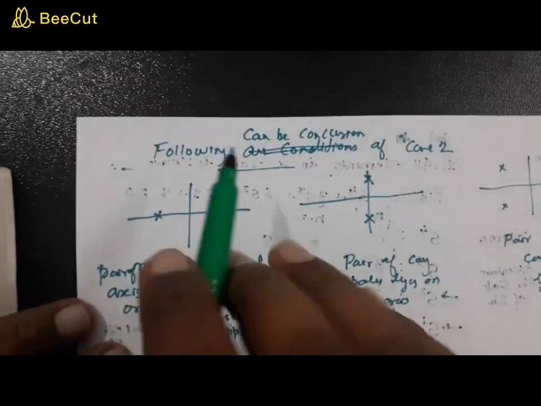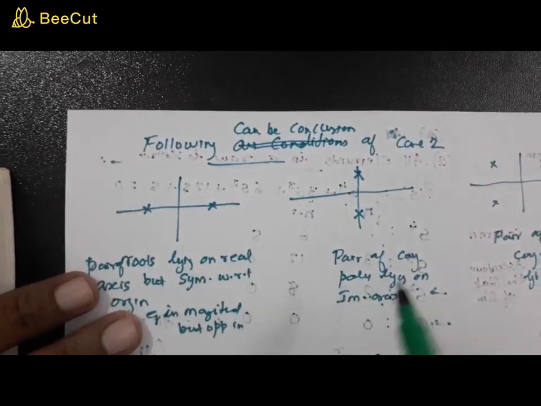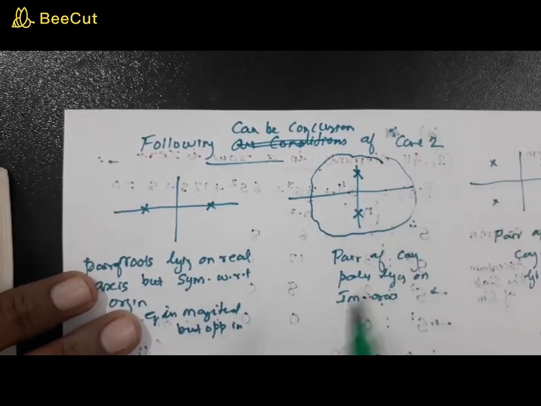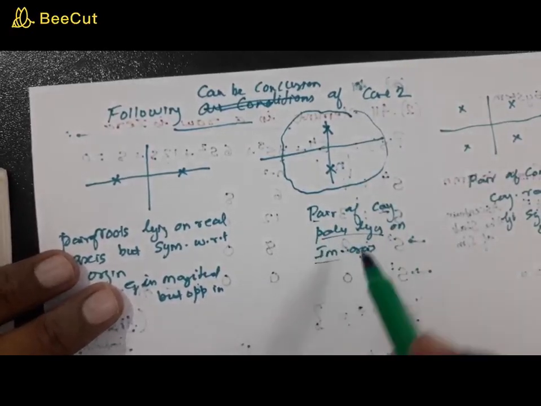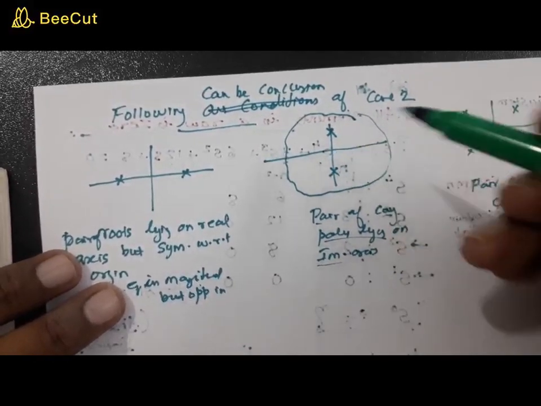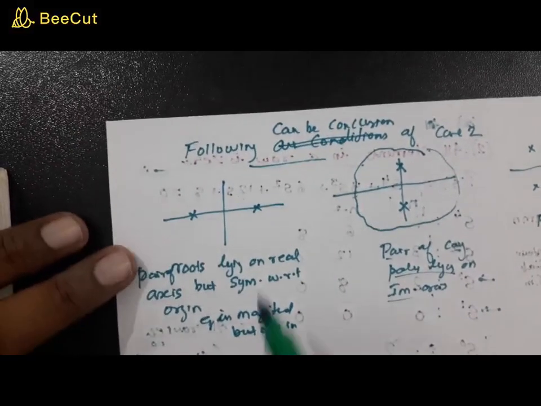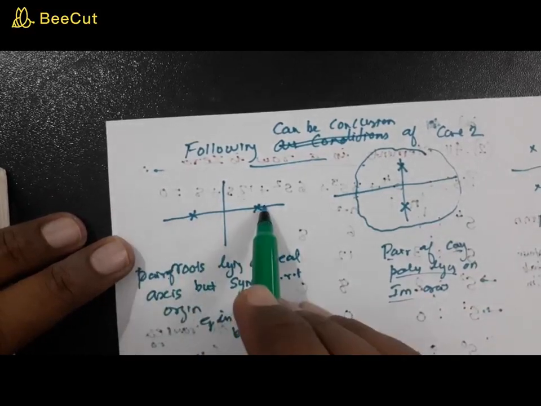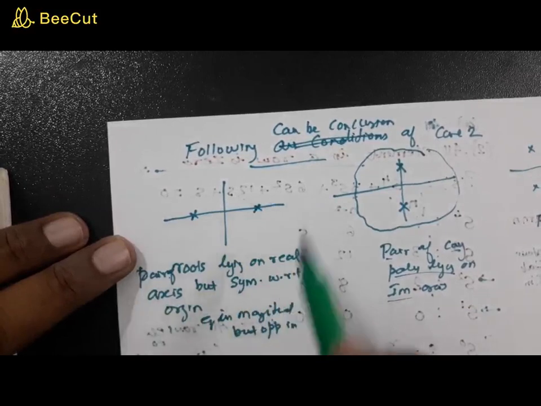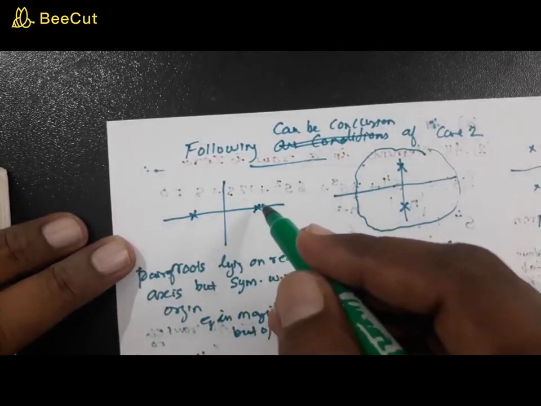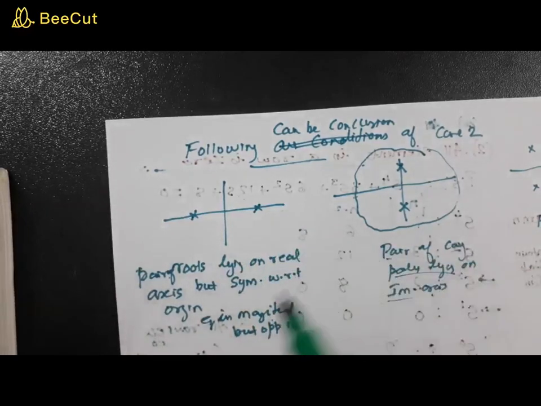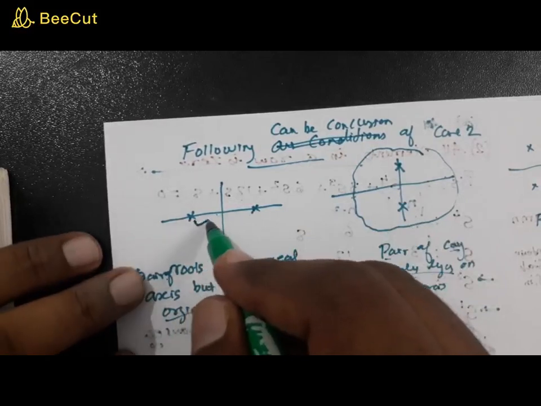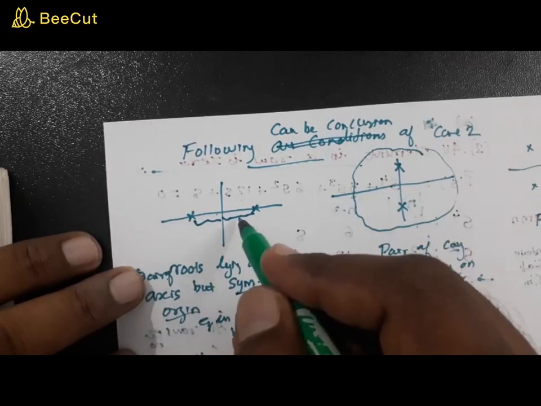Now the following can be the conclusions of case 2 which we have studied. In this problem which we just did, we found that a pair of conjugate poles lies on the imaginary axis. Now another possibility is that there can be a situation where a pair of roots lie on the real axis, equal in magnitude but differing in sign. That is, one of the roots will be on the right half. This is symmetric with respect to the origin, so this distance is the same as this distance.